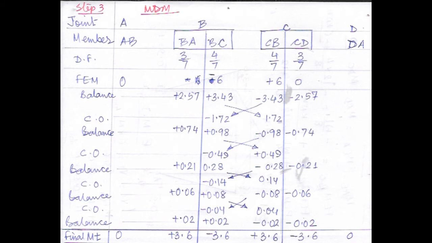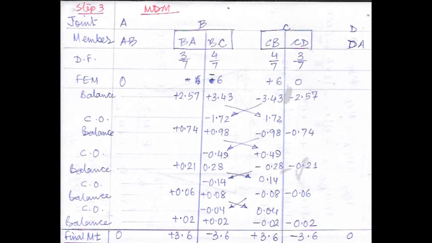Now the moment distribution method is very simple. We have to balance and carry over, balance and carry over. We have to proceed in this way. Let us start. After the FEM I have written the next step as balance. Balance means here what you have to do, concentrate on the joint B. On joint B, what is the value of fixed end moment? Minus 6 I have written over here. We have found minus 6, correct?